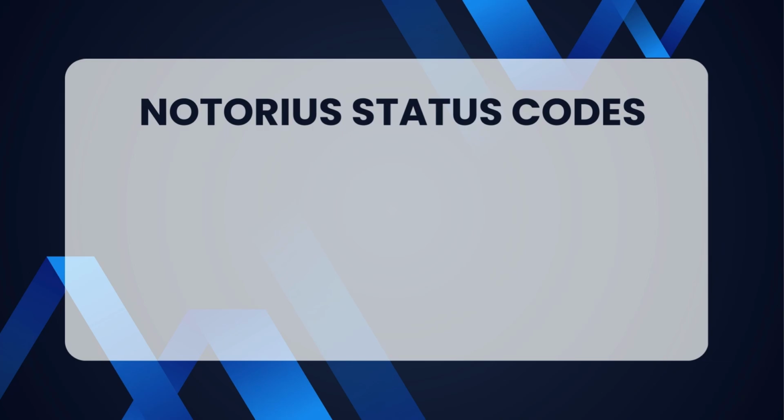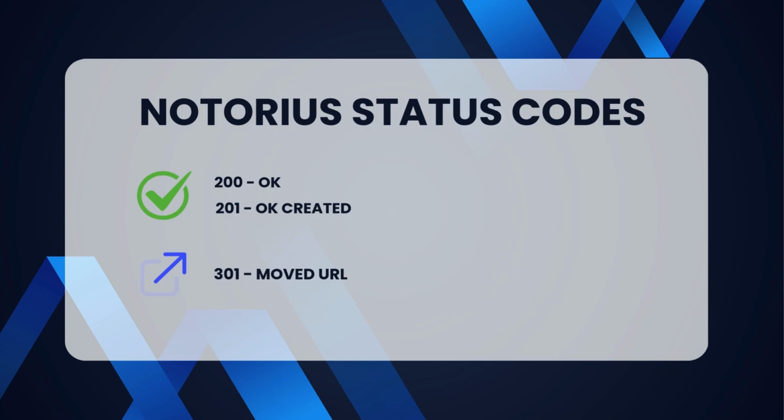As for success ones, there is 200 OK and 201 OK created. OK created is for something that was created in the database, for example. OK is just a simple success message. As for the redirects, 301 means the URL moved somewhere else and you are redirected to the new URL.